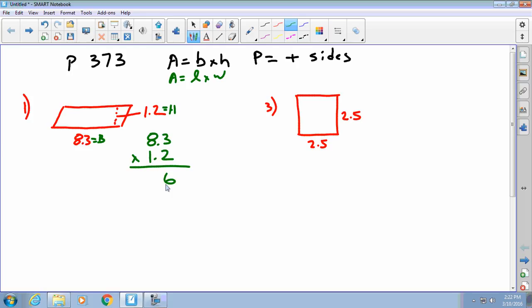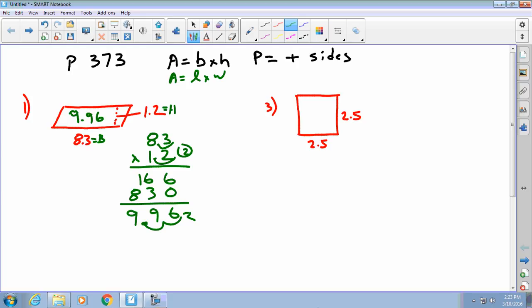And when you work that out, we will get 996. We have 2 decimals in our problem, which means we have to have 2 decimals in our answer. So your answer for number 1 on page 373 is 9.96. That is the area of this parallelogram, and that's 9.96.